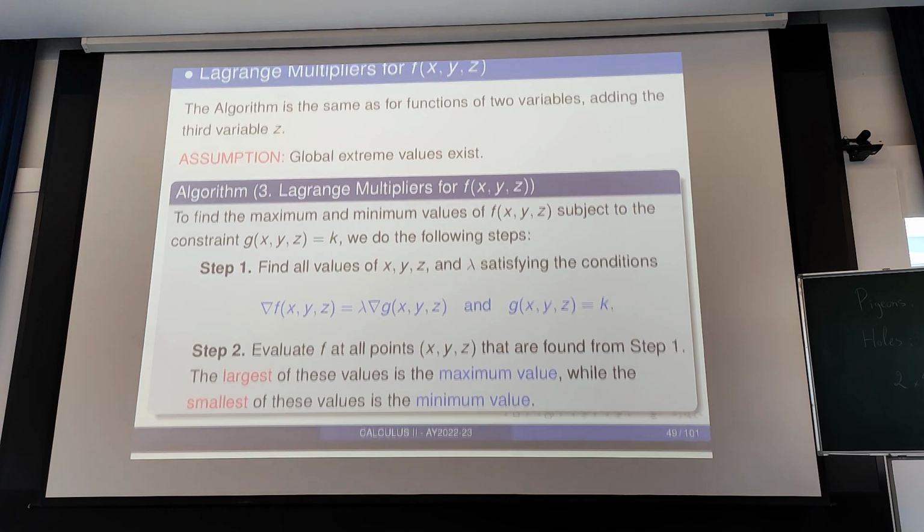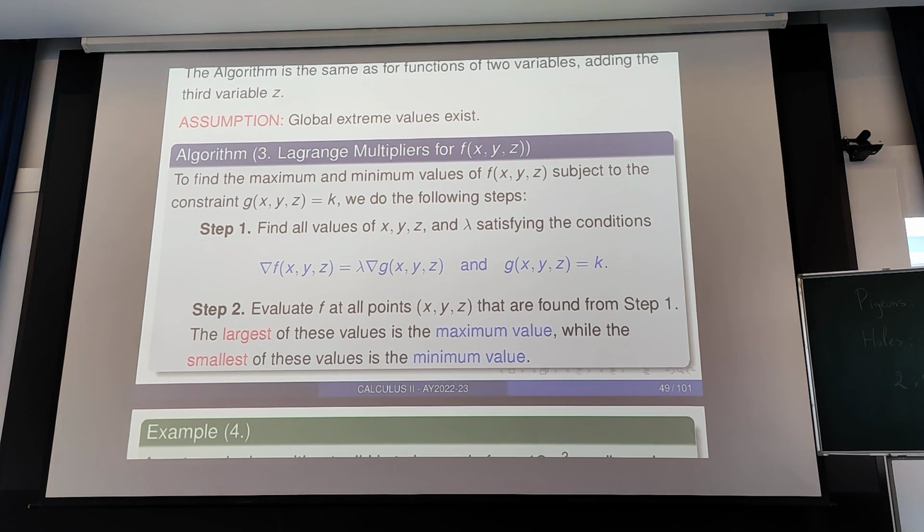Then in step 1, we need to solve the system of equations comparing the gradient of the optimization function and the constraint function. And then evaluate the value of f at the points you get from the first step to conclude the global maxima and global minima.